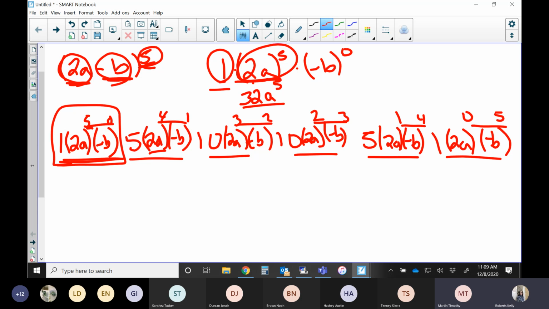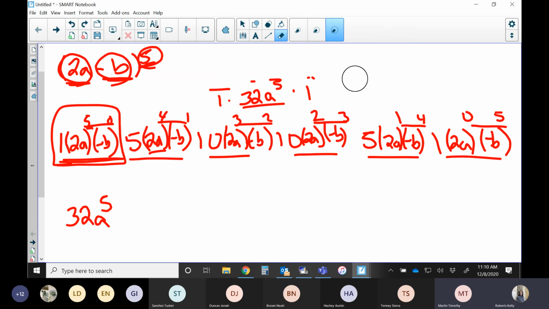And then what is negative B to the 0 power? What is any number? I don't care what it is. What is anything to the 0? 1. So what is 1 times 32A to the 5th times 1? 32A to the 5th. So the first term of this expression is 32A to the 5th. And we would just do that with all of the terms. I'm going to do a couple more with you because they do get a little tricky in here.